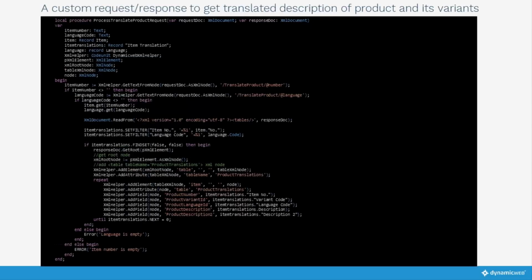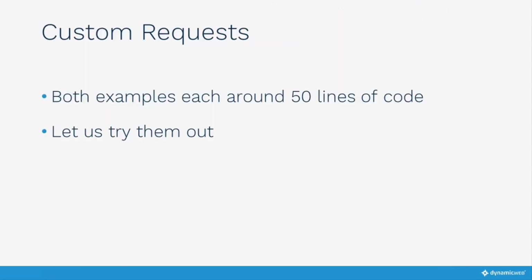And here's the code to translate products. So it takes the input parameters, item number and language code. So it looks up the item, and if it has translations in that language code, and also if it has variants with translations in the same language, then it'll add all of it to an XML. So a takeaway here is that once you've started the path of having custom requests, adding another one can be as little as 50 additional lines of code. But apart from that, I think the most crucial aspect is to just try them out and see what they can do.